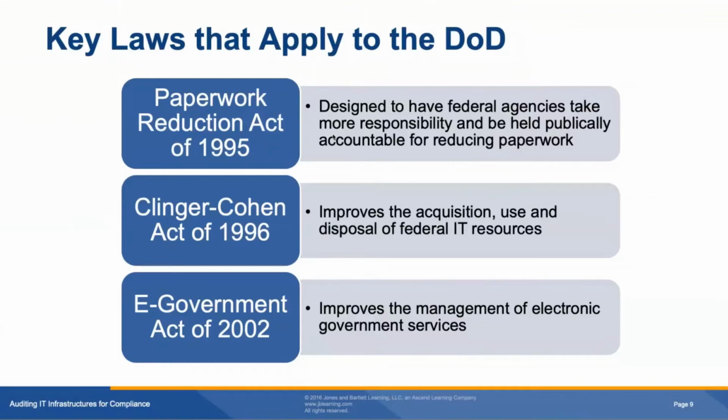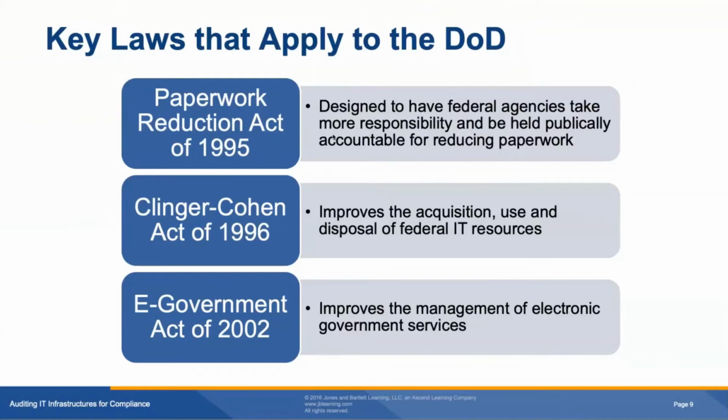The Clinger-Cohen Act of 1996 improves acquisition, use, and disposal of federal IT resources. So these are guidelines on making sure maybe we destroy or maybe we keep the hard drives when we surplus computers or we sell or dispose of stuff.